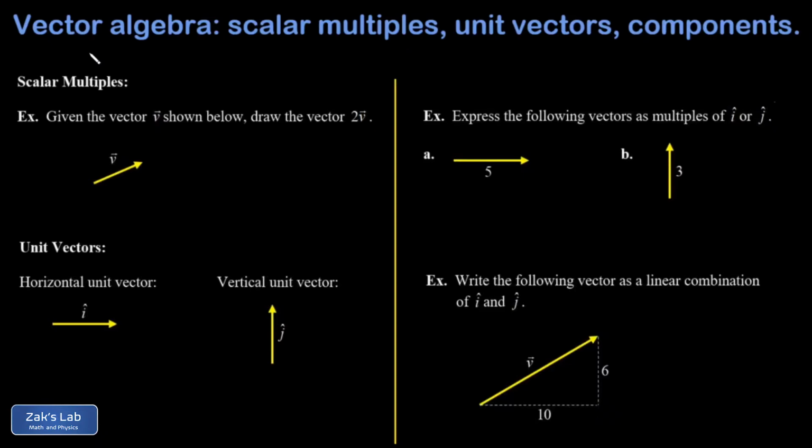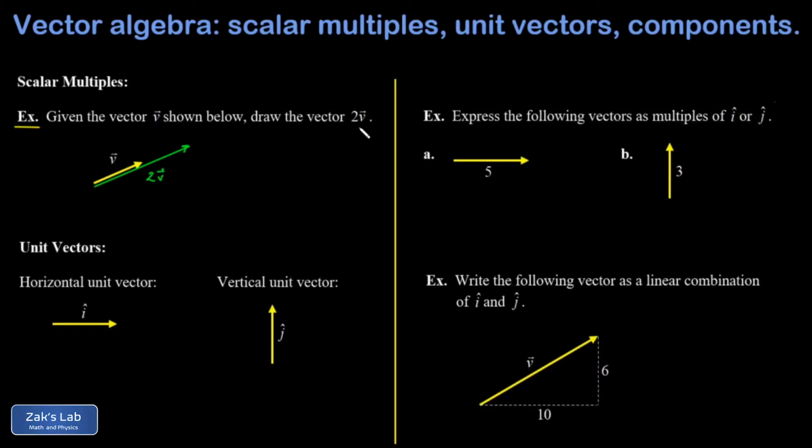A scalar is just a number, and when we multiply a vector by a scalar, it simply scales that vector or stretches it. So in our first example, we're given a vector v, and we're asked to draw the vector 2v. One way to answer this correctly is to say that you just stretch it by a factor of 2 and leave the direction the same, and there's 2v.